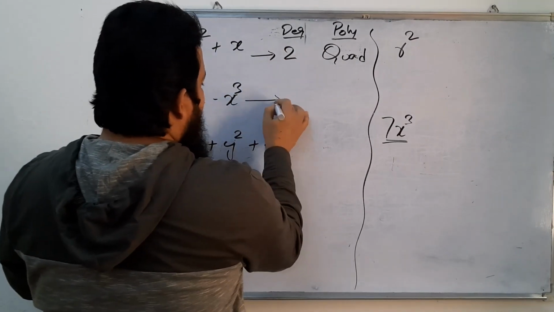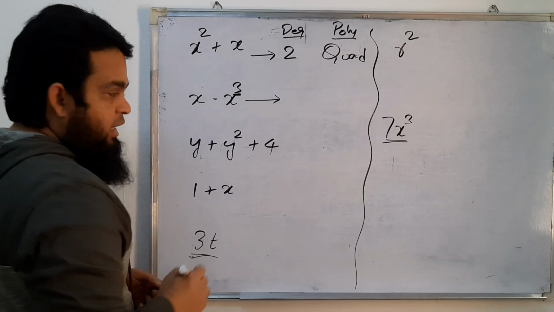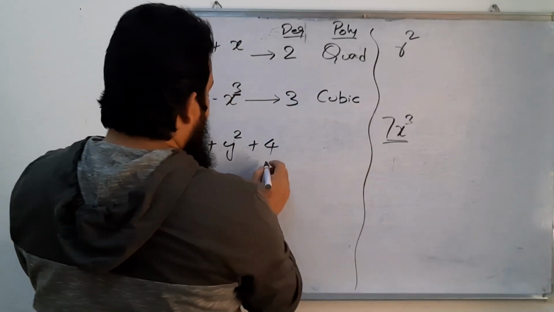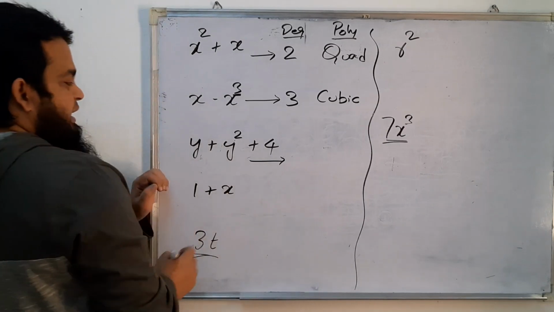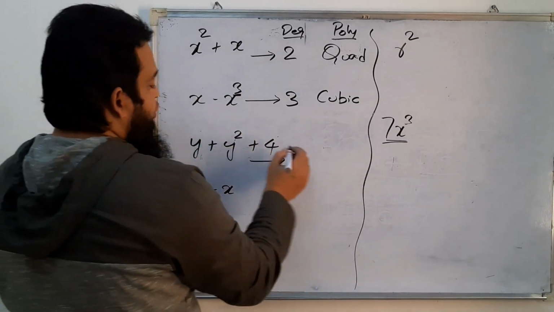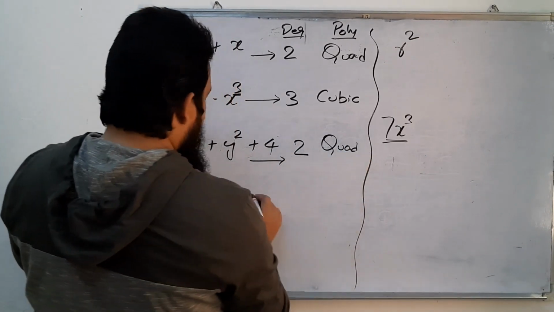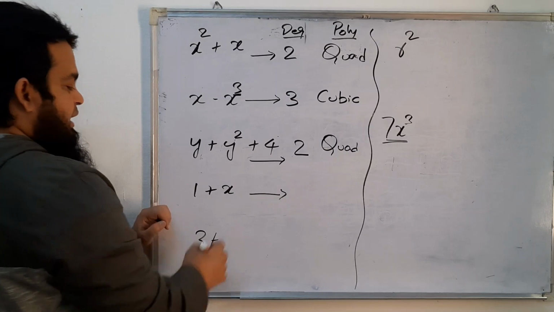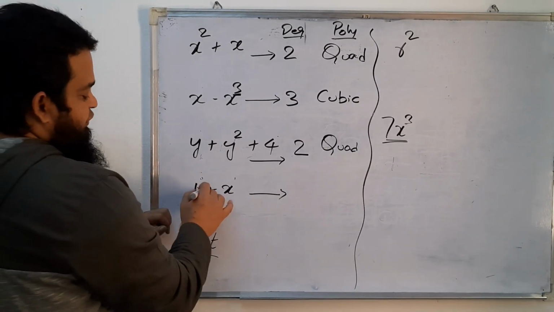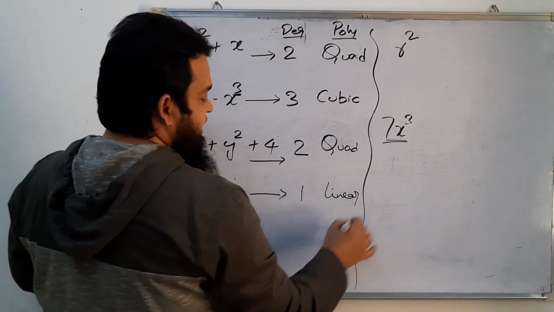And in this polynomial, the highest degree is 3. So therefore this is called a cubic polynomial. In this, what is the highest degree? Here it is 1, here 2 and here it is 0. So therefore 2. This is called a quadratic polynomial. And in this polynomial, the degree here is 1 and here it is 0, x to the power of 0. So therefore it is 1. It is called a linear polynomial.